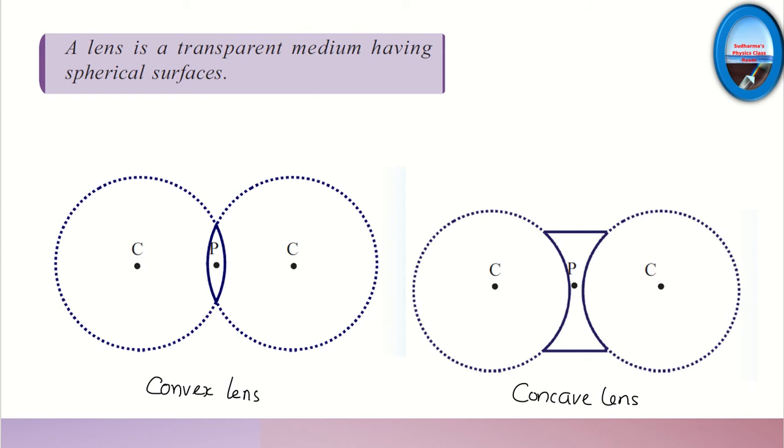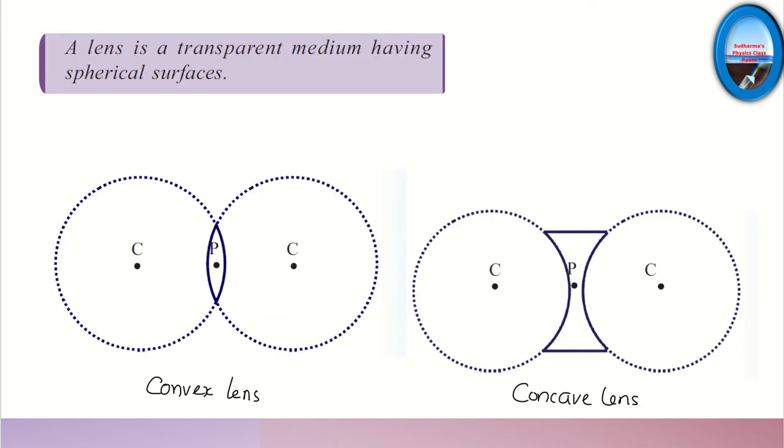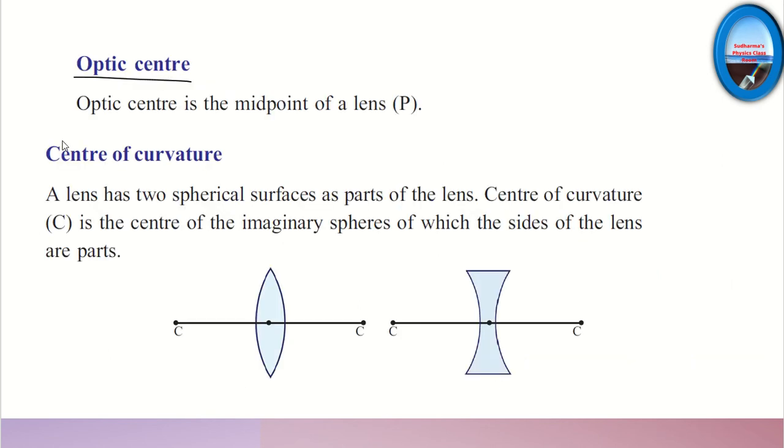There are different terms related to a lens. We are going to learn about the terms for both concave and convex lenses. The first thing is the optic center, or optical center. The optical center is the midpoint of the lens, so it's the geometrical center of the lens. We can represent it using the letter O or P. Normally we use P for the pole and O for the optical center of the lens. It's up to you, but you have to mention what it is. So the optical center is the center of the refracting surface, the geometrical center.